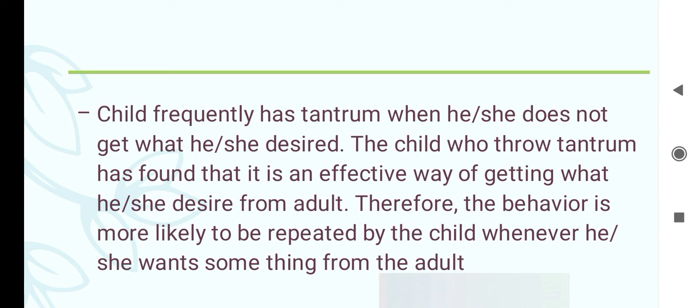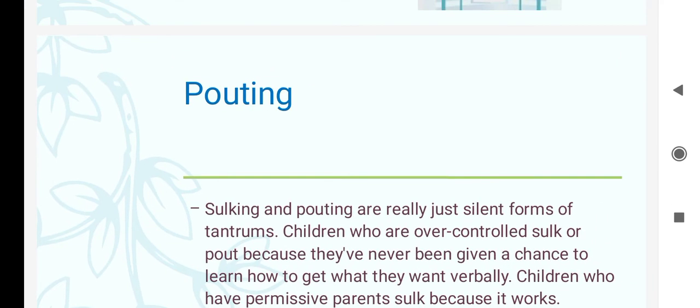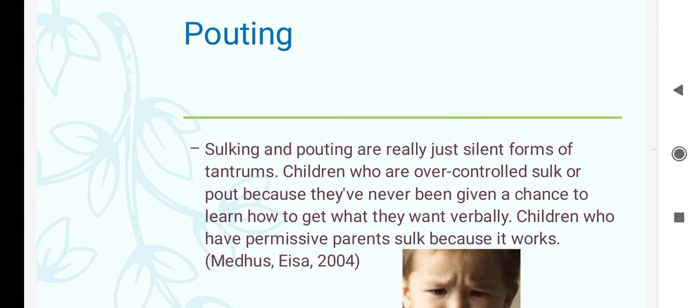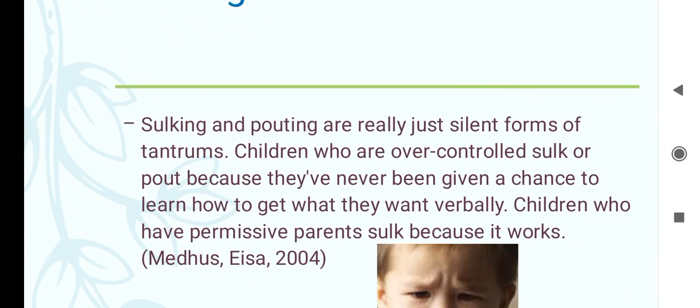So that is number two. Number one is crying. Number two is temper tantrum. All right, let us go to number three, pouting or sulking. Really just a silent form of tantrums. So being physically aggressive, showing physical expression, that we call tantrum and temper.